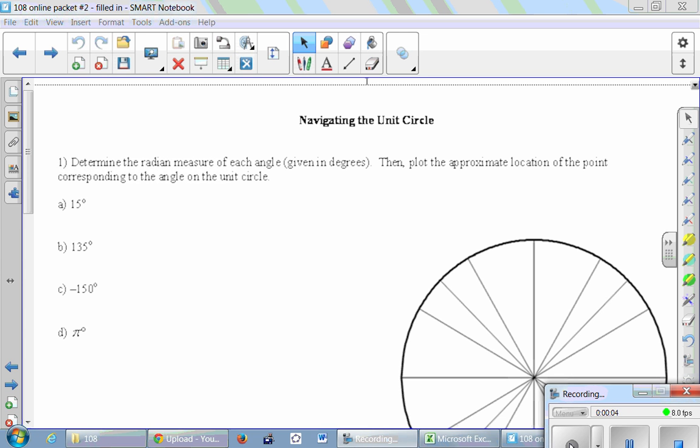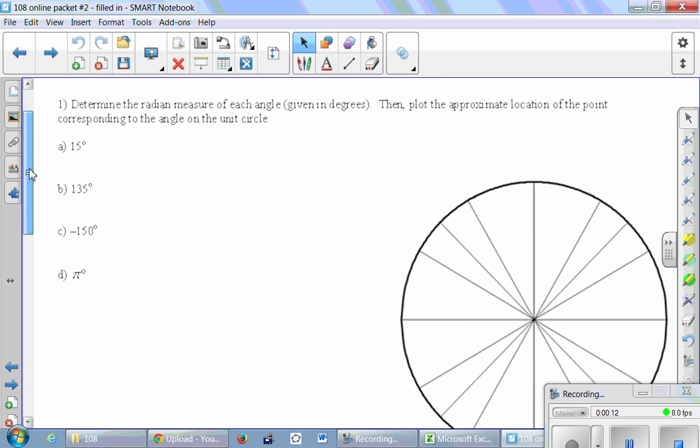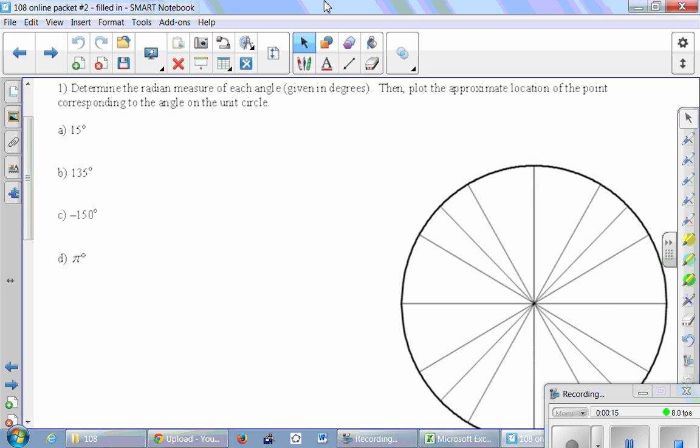In this activity, we'll navigate the unit circle. Number 1, determine the radian measure of each angle given in degrees, then plot the approximate location of the point corresponding to the angle on the unit circle. Okay, so let's try part A, 15 degrees.